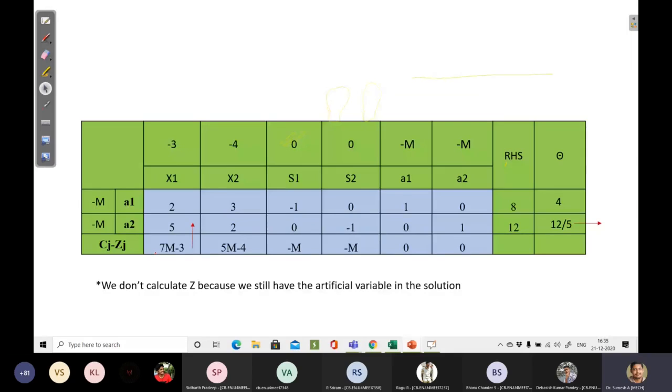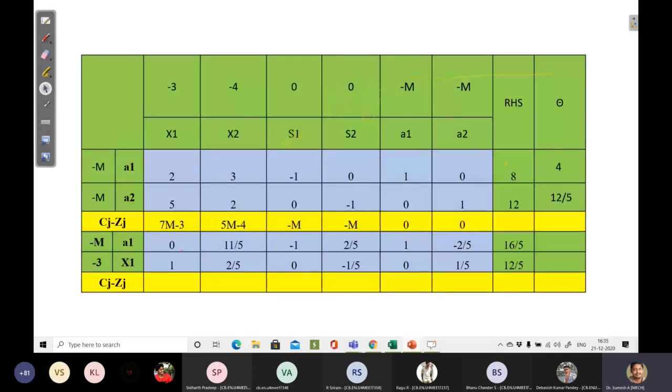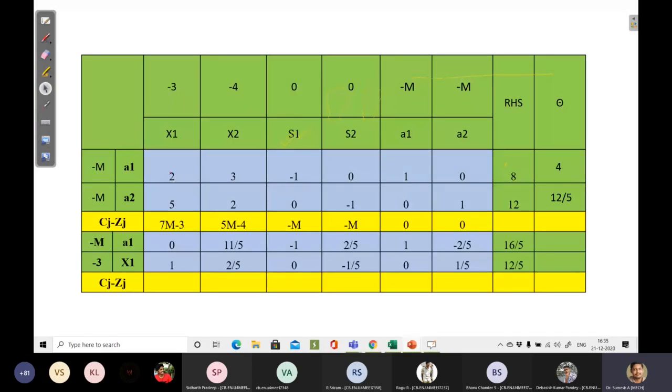And 12 by 5. So this will be the key number. So first divide all the elements, that is 5 by 5, 2 by 5, 0 by 5, minus 1 by 5, 0 by 5 and 1 by 5 and 12 by 5 in the new equation. Then the old element is already here. So 2 minus the intersecting element 5, okay, so 2 minus 5 into 1.